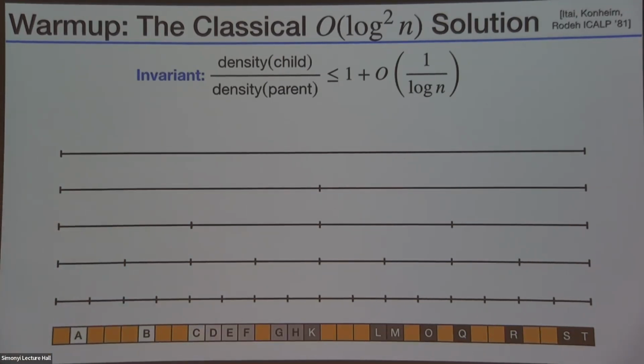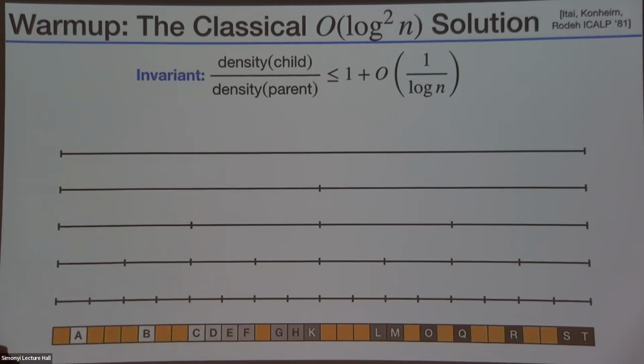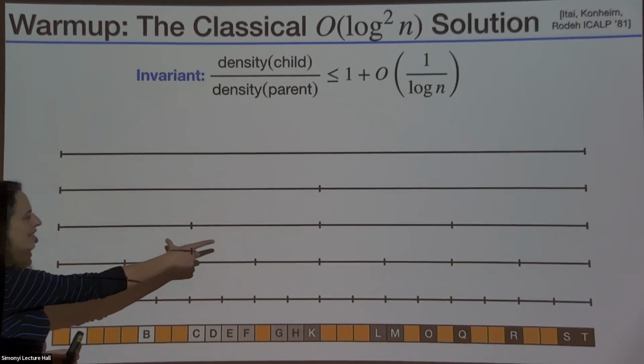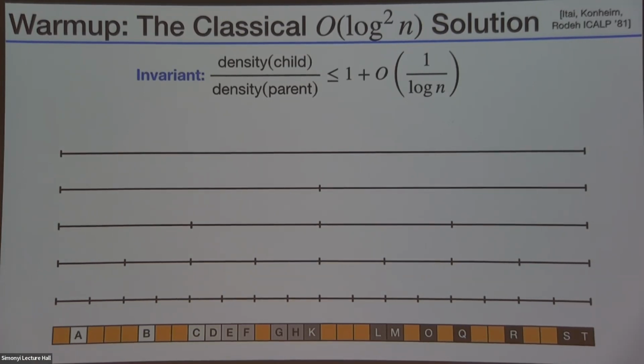The density of an interval is simply the number of items in that interval divided by the total number of slots in that interval. What this is saying is that the ratio of the density of the child to the density of the parent can't be too big. They can't be too different. They can only differ by something like 1 over log n. So what we're saying cannot happen is, say, this interval is very dense and this one is very sparse. Both of them should be roughly equal to the density of the parent interval.